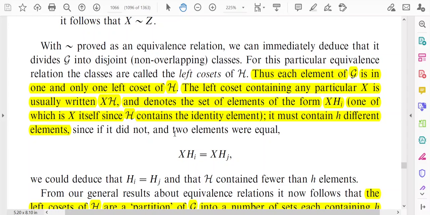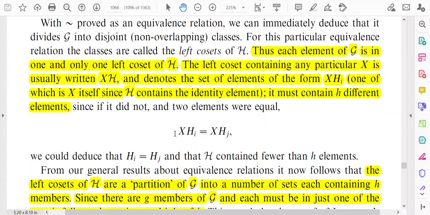So it contains small h number of different elements, but here we are showing that H contains fewer than small h number of elements. Why? Because Hi is equal to Hj. So this contradicts our assumption, and so we say that it must contain small h number of different elements and no two elements will be equal.